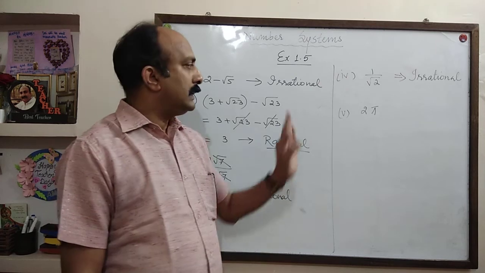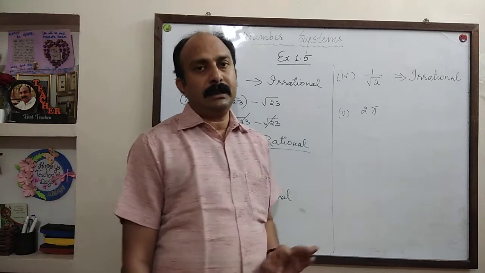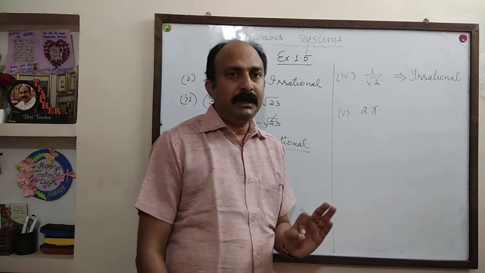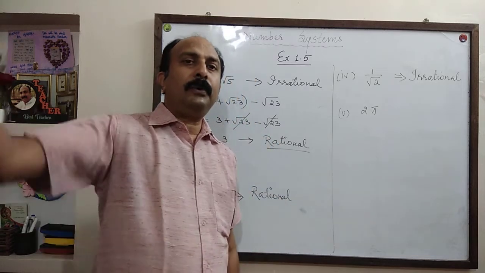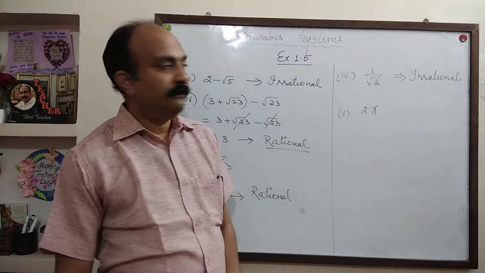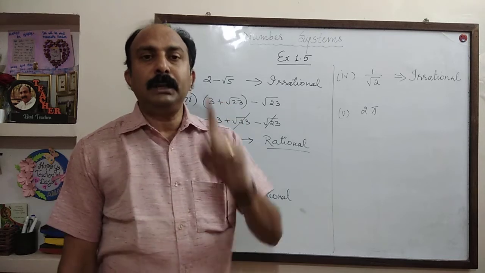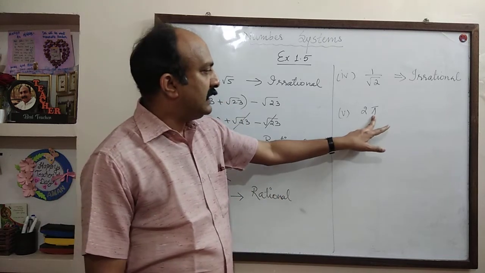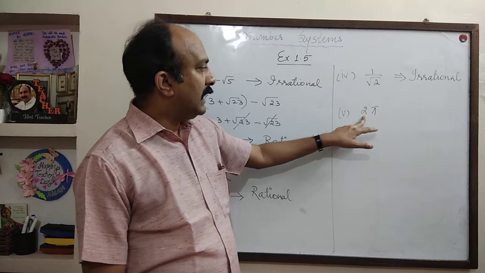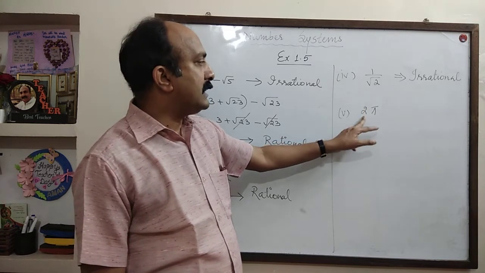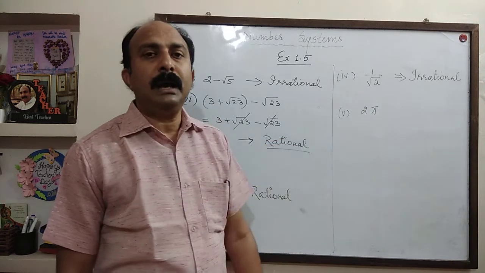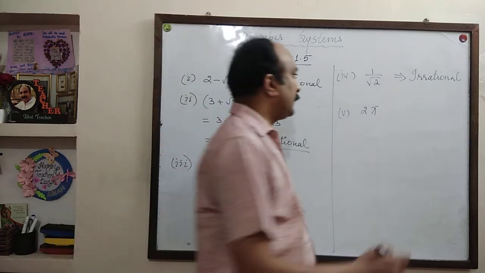So remember, pi is irrational. Its actual value is 3.14 and so on, which is a non-terminating, non-recurring decimal. Since pi is irrational and 2 is rational, rational into irrational, the answer is irrational.